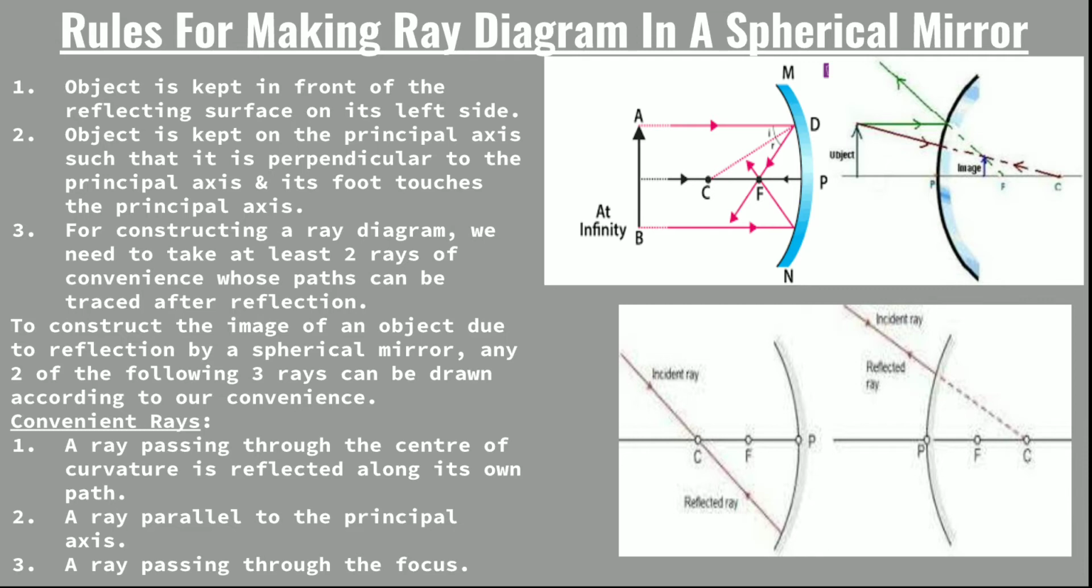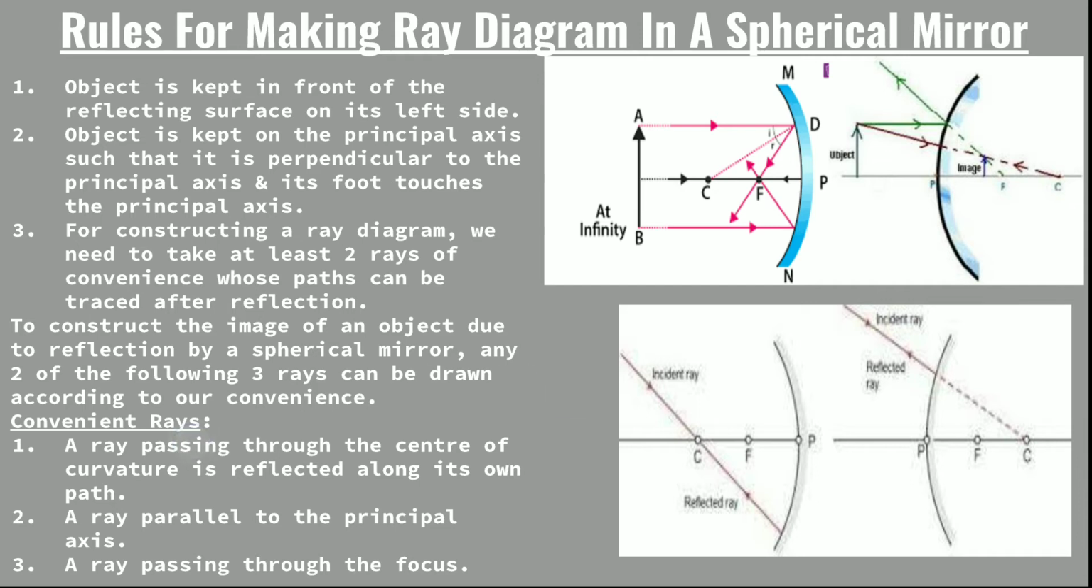Second is a ray parallel to the principal axis, which will come through the focus. Next, third is a ray passing through the focus. If a ray is allowed to pass through the focus, it will come parallel to the principal axis. So these three rays are convenient rays. You can take any two of them to construct a ray diagram, for fulfilling the third rule of making a ray diagram.